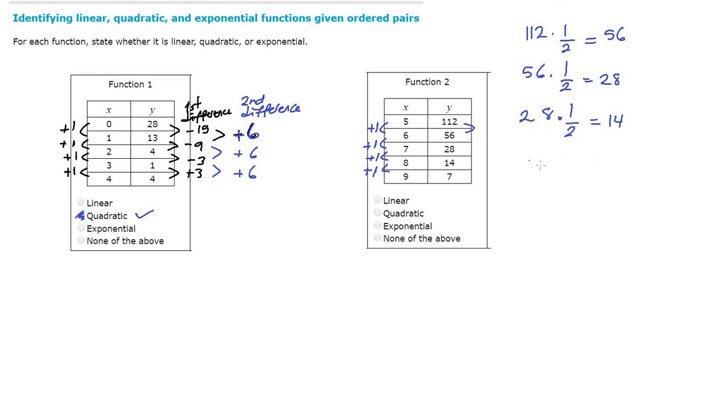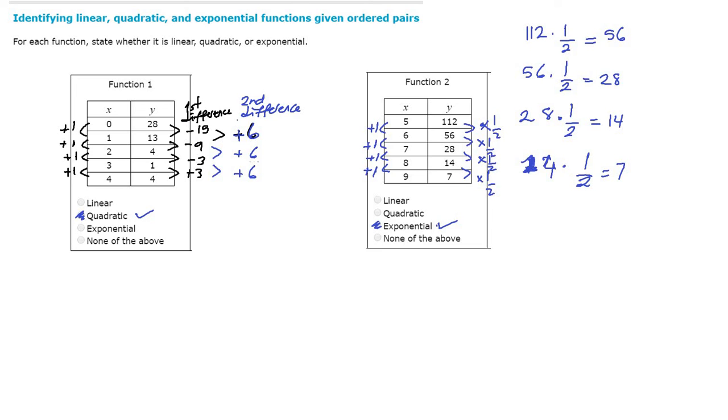So you can notice that I am always multiplying by 1/2. I end up with 14, and then 14 times 1/2 is going to be equal to 7, which gives me all the y values right down here. Every time I multiplied by 1/2. So if I'm multiplying, that means it is an exponential function.